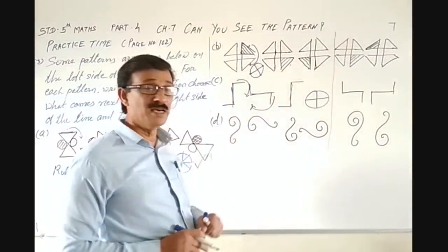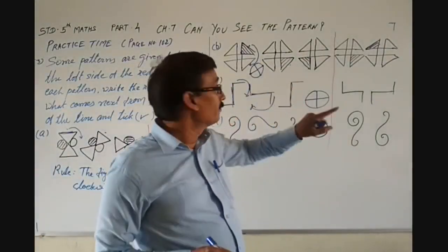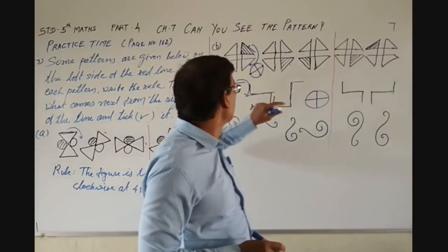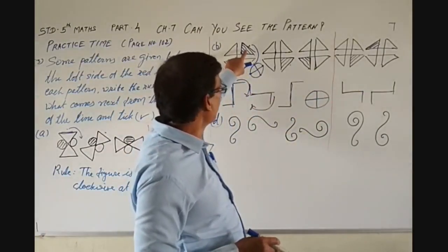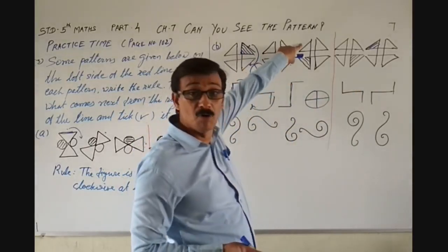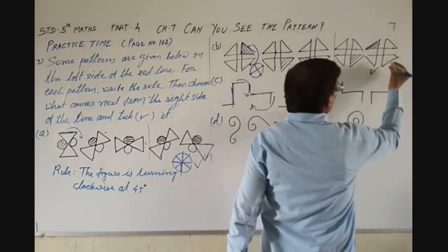Now let's see this figure. And here also we forget one thing. Which figure will come next over here? See, first of all this triangle was here, then after here, then naturally it should be over here, isn't it? So the next figure should be this one.